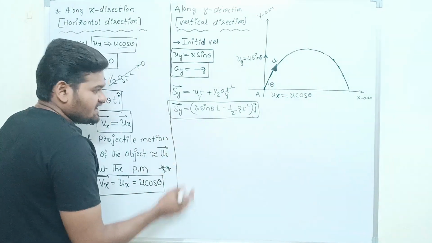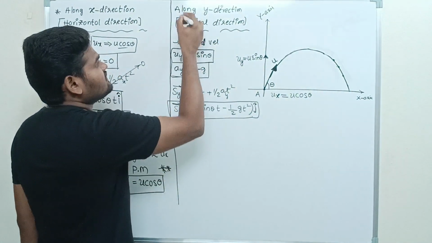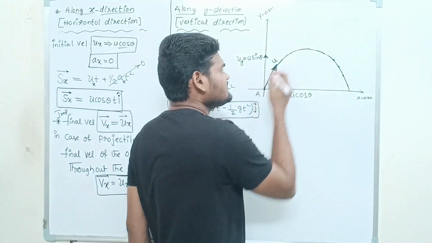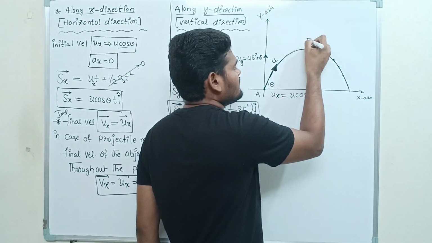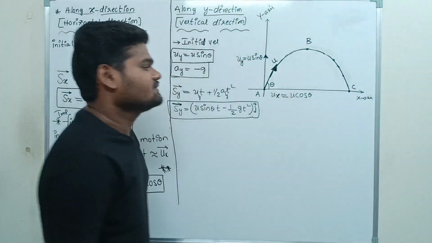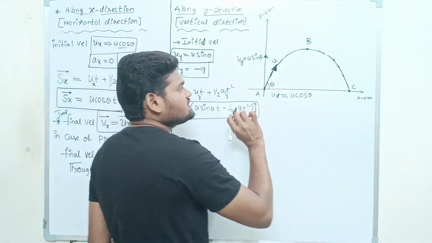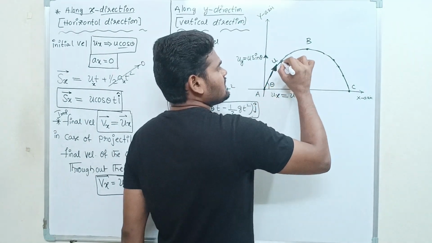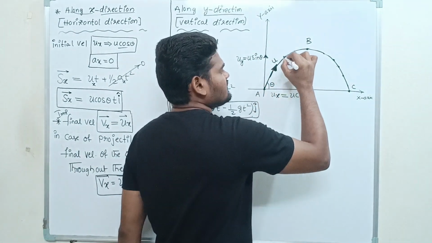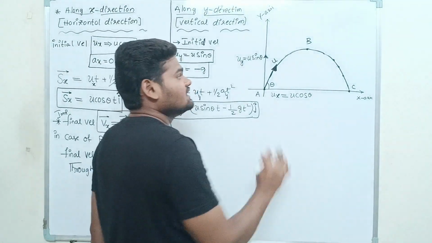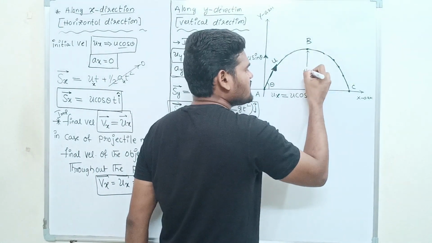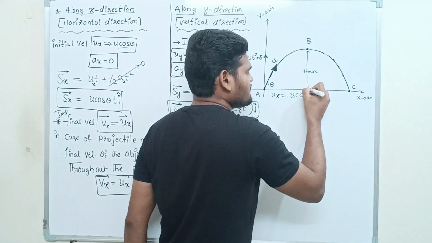But if you come to the y direction, have a look. This is a point A, this is a point B and this is a point C, let us say. We have projected an object with initial velocity u and the object is making the projectile motion like this. So in this projectile motion, this point B is at maximum height.